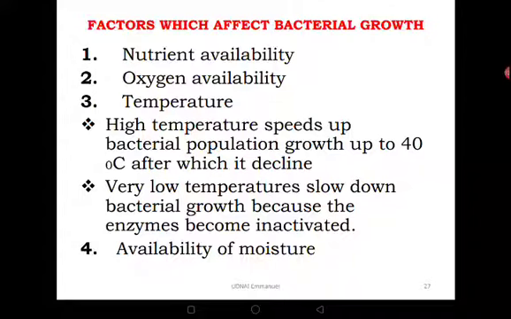The other factor is temperature. High temperature speeds up bacterial population growth up to a temperature of about 40 degrees Celsius. That is the optimum temperature, beyond which there will be decline because the enzymes will be denatured. The increase in population growth is a result of activation of enzymes. As the temperature increases, enzymes are activated and they are able to divide faster. But very low temperatures slow down bacterial growth because enzymes are inactive at low temperature, you know that. So that is how temperature affects bacterial growth.